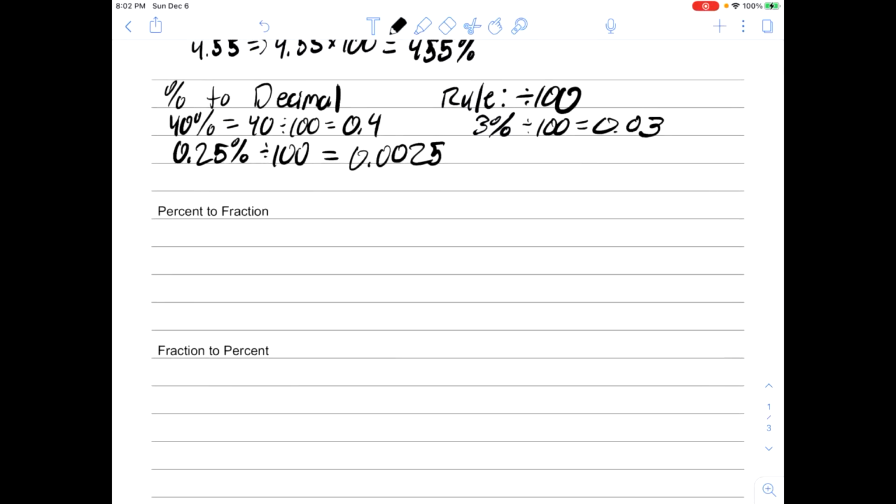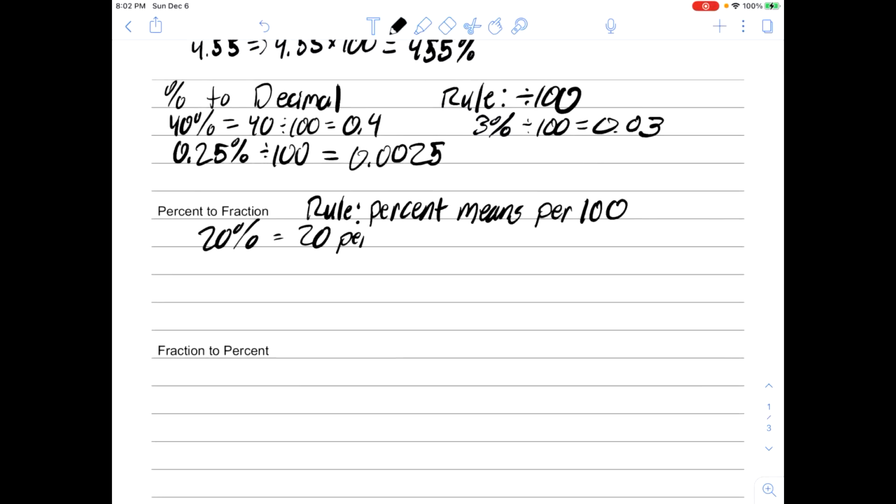To turn a percent into a fraction, we just have to remember that percent means per 100. If we can remember that, then turning a percent into a fraction is really easy. 20% means 20 per 100. 20 per 100 as a fraction would just be 20 over 100.